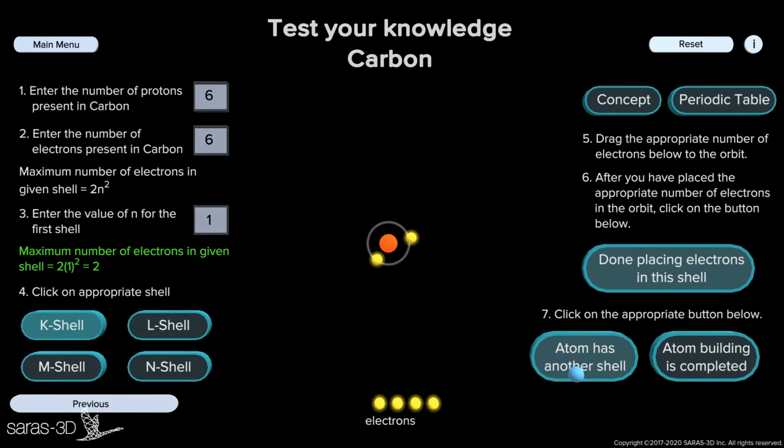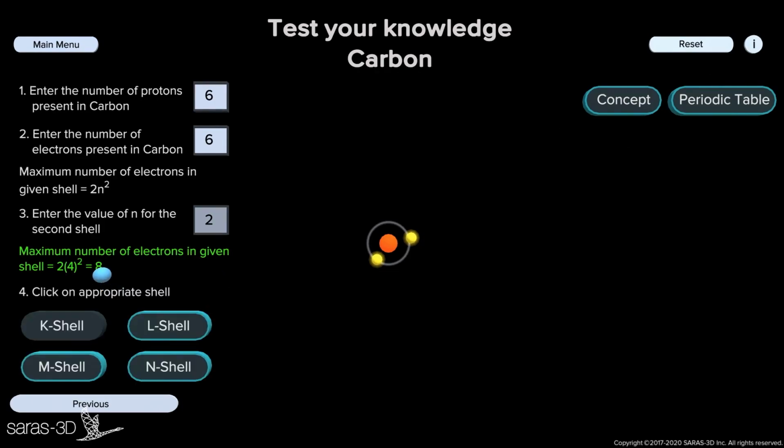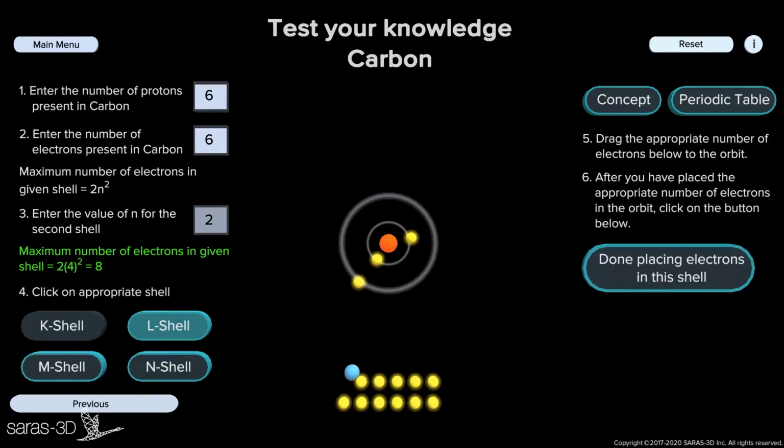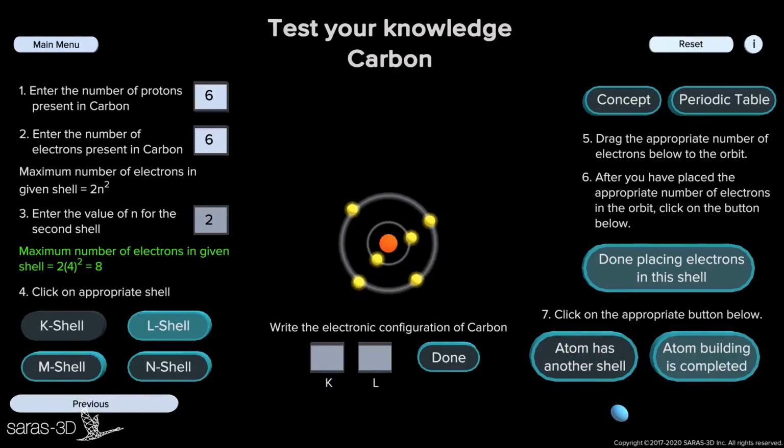Now, does the atom have another shell? Of course it has, because we need to place 4 more electrons, and that will be placed in the next energy level, that is the second energy level. So placing 2 for the second shell, and at maximum it can have 8 electrons. So the next energy level is the L shell, and we need to place 4 more electrons in the L shell. So we are done placing the electrons in this shell, and the atom building of carbon is completed.